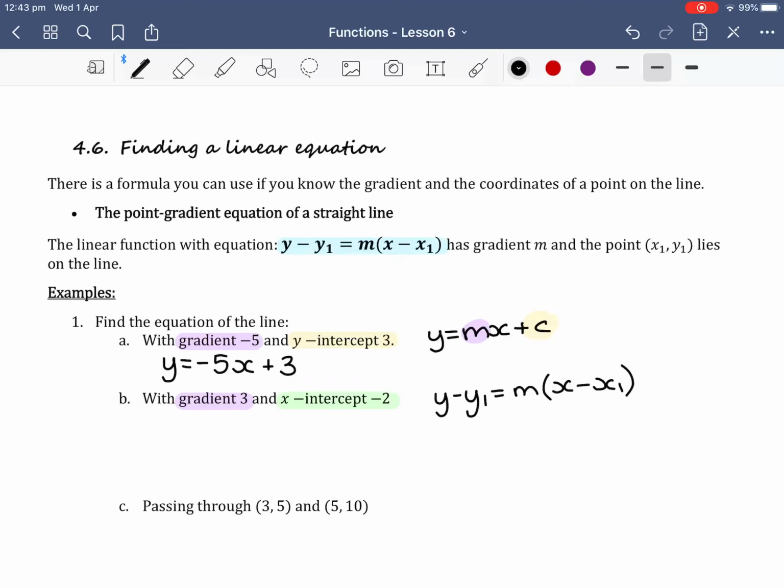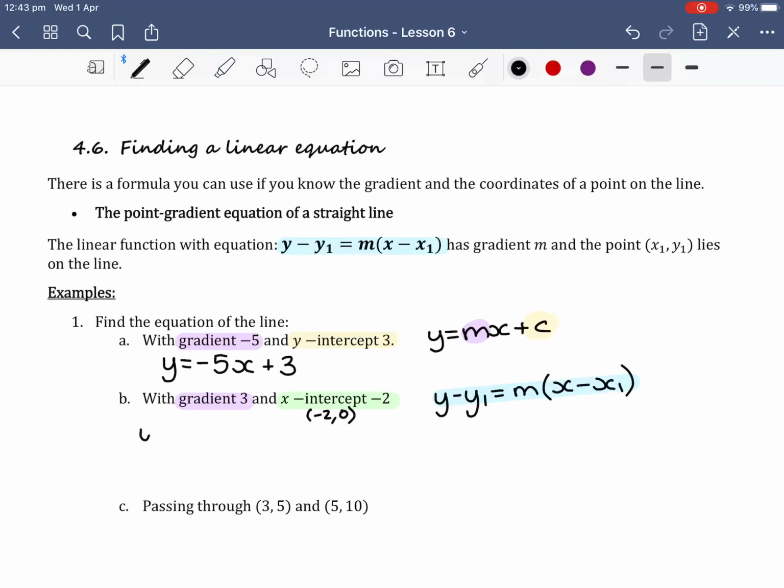Now you might be thinking, but I've only got a gradient and an x-intercept. But let's have a think about what the x-intercept is. The x-intercept is really the point negative 2, 0, right? Because an x-intercept crosses through the x-axis at negative 2. So it has a y value of 0. So we are going to substitute into our equation over here our gradient and our point minus 2, 0.